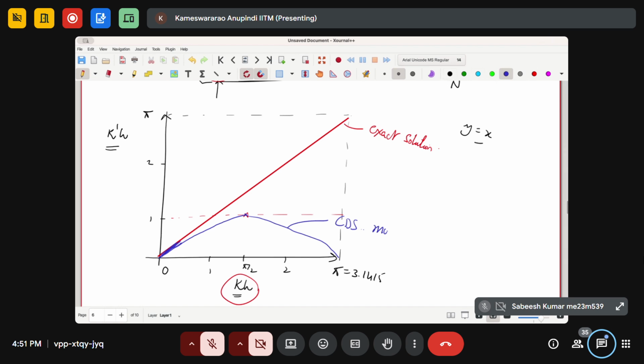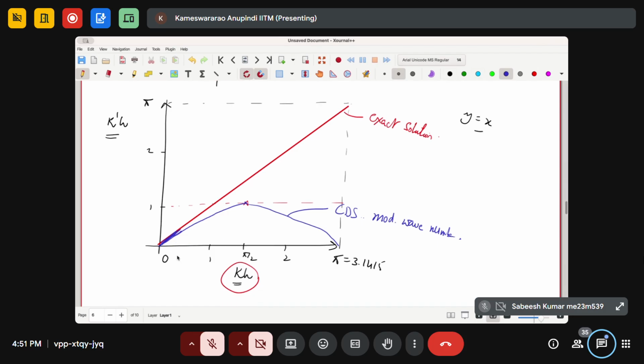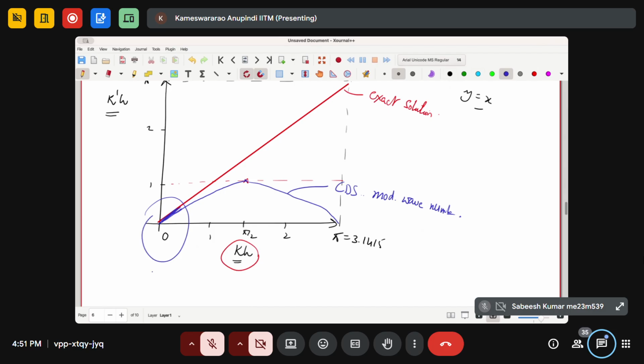How does the modified wave number look? As you can see, in the small wave number region, my modified wave number is very close to the exact wave number, and that is not going to cause any problems. But if I go to the high wave number range, where k is larger, then the modified wave number changes considerably from the exact wave number.